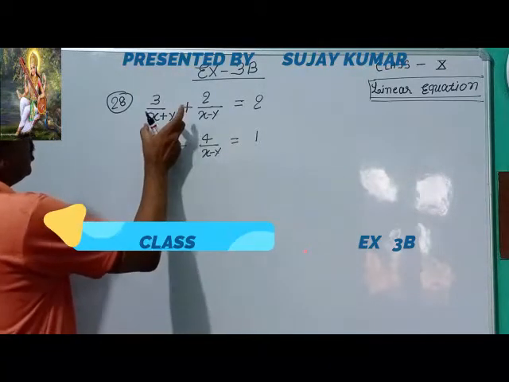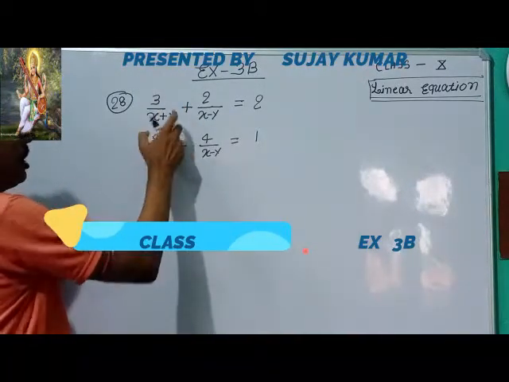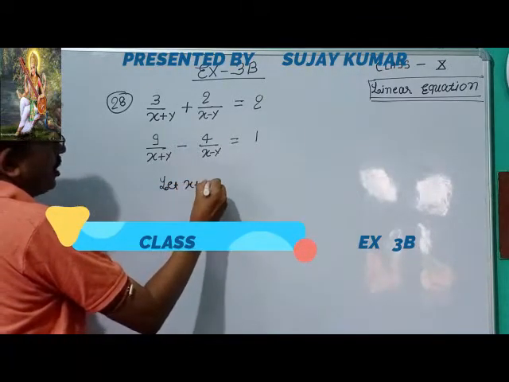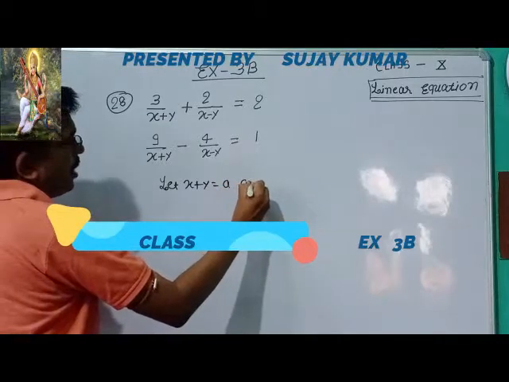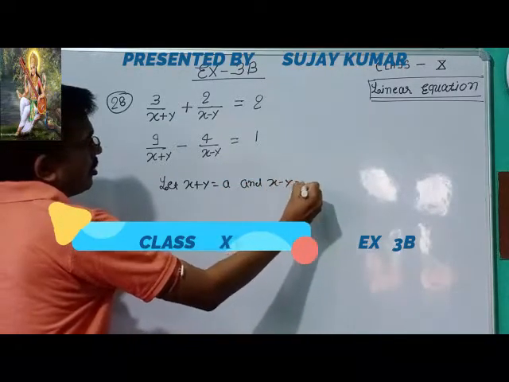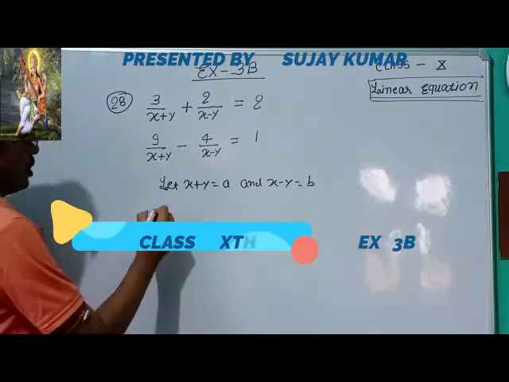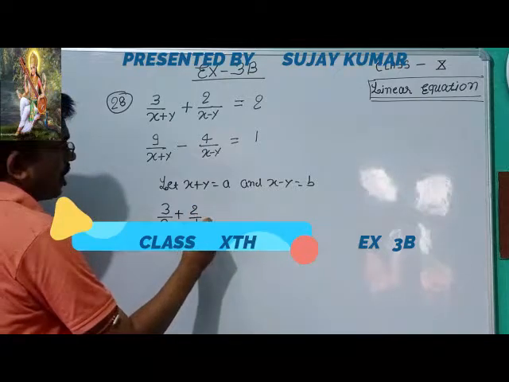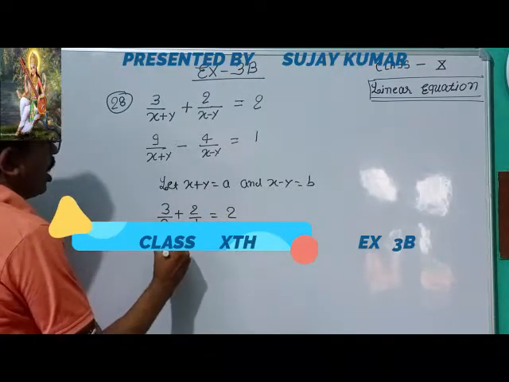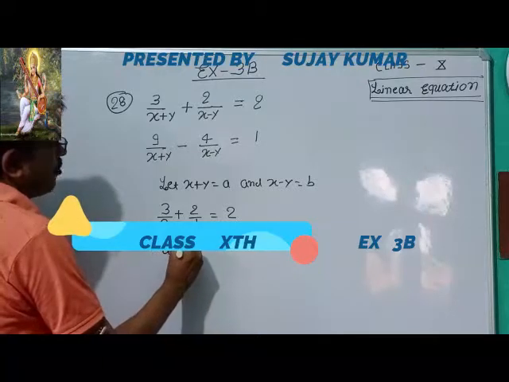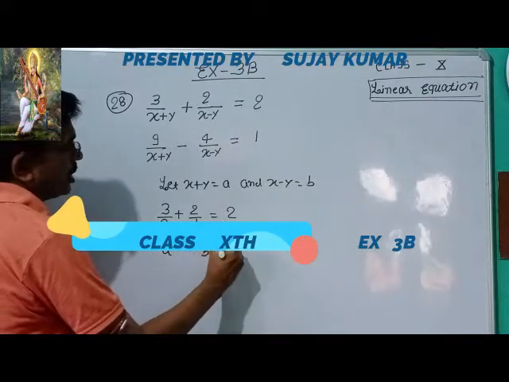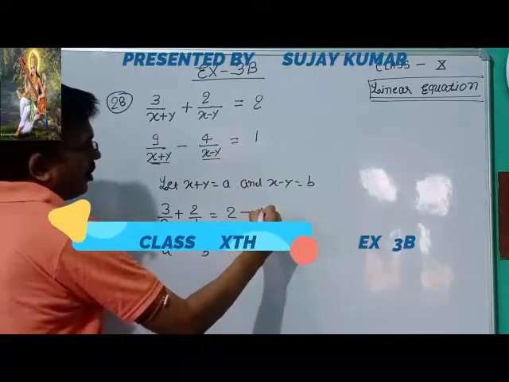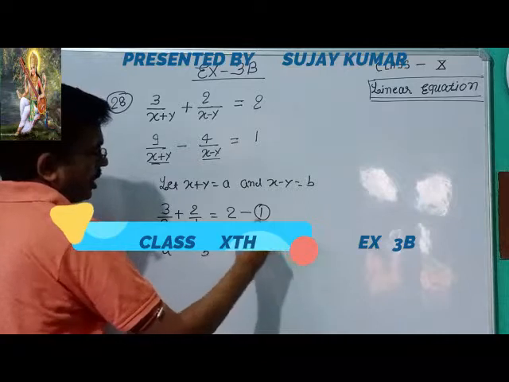Students, here there are two variables given in one term. So we suppose, let x plus y is equal to a and x minus y is equal to b. You can suppose other terms. So now the equations are 3 by a plus 2 by b is equal to 2 and 9 by a minus 4 by b is equal to 1. This place is a and this place is b. Now suppose this is the first and this is the second.